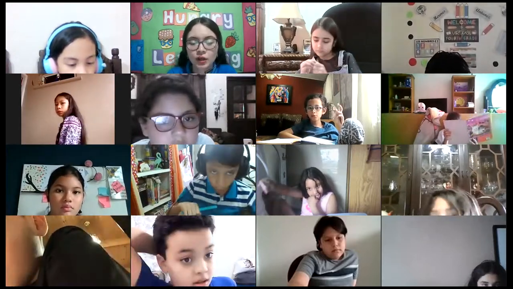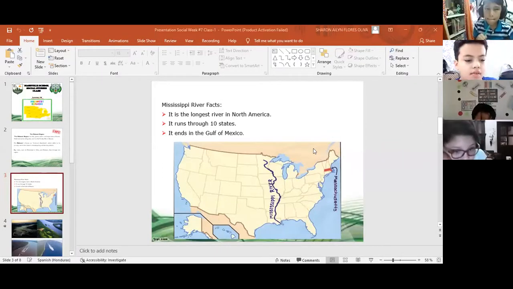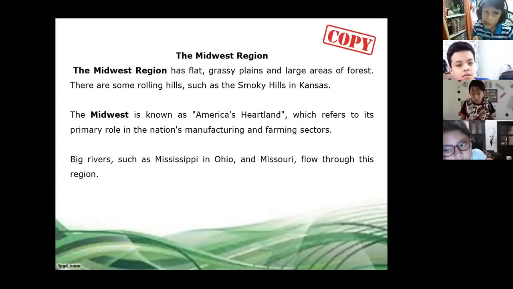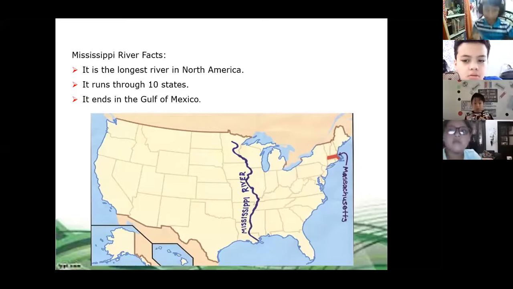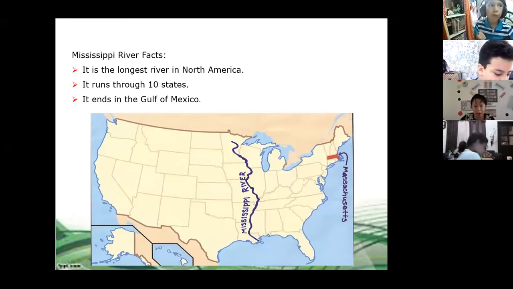You didn't finish copying? Okay, let me display it. Copy the Mississippi River facts, 1, 2, 3. Once I'm finished, just show me your notebook and then you can discuss. Copy these three facts about the Mississippi River, please.